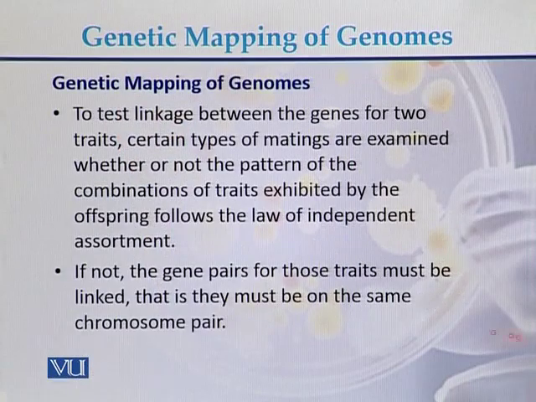Genetic mapping of the genomes. To test linkage between the genes for two traits, certain types of mating are examined, to see whether the pattern of combination of traits exhibited by the offspring follows the law of independent assortment. If not, then the gene pair for those traits must be linked. That is, they must be on the same chromosome pair. So in genetic mapping, we check whether there is linkage, meaning whether the genes or loci are linked or not linked.